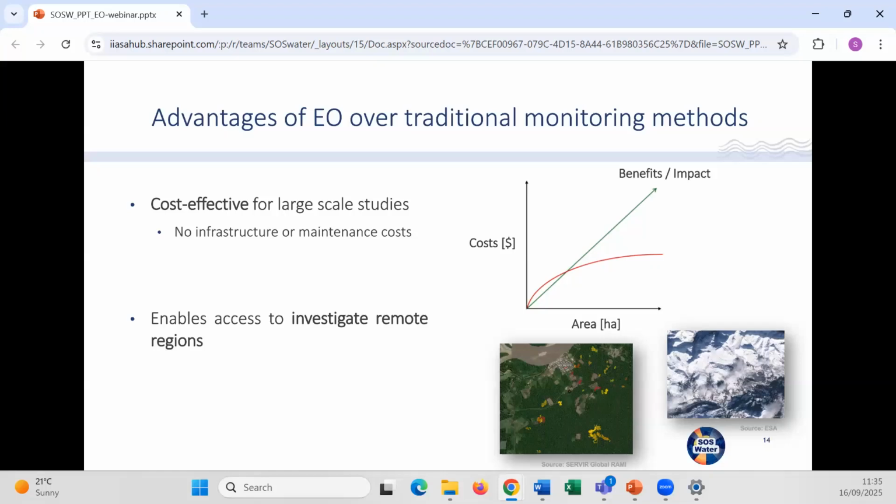It also enables you to investigate remote regions. One example I will show you later is how we've used Earth observation to model snow in the upper Danube, in places which are difficult to reach. Another example could be to detect illegal mining activities in remote areas. For instance, in the picture you see on the left, where radar was used to detect mining activities.